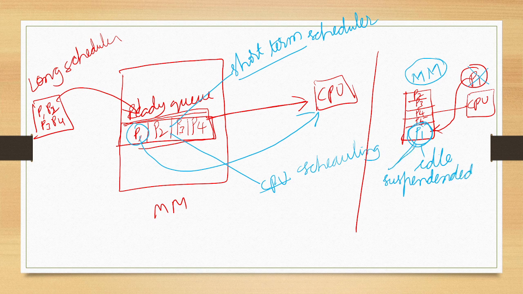It is waiting for a signal or it is waiting for output. It is waiting for input. Now this is in a suspended state. Now what we have to do, some other process, maybe P6, wants to come into the ready queue. Here there is no space in the main memory.